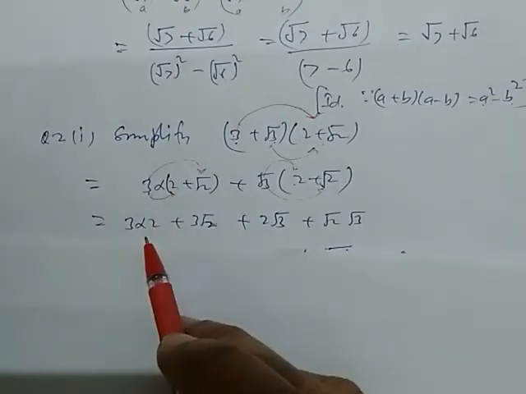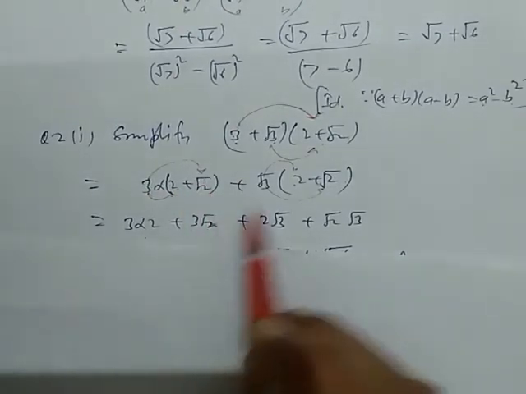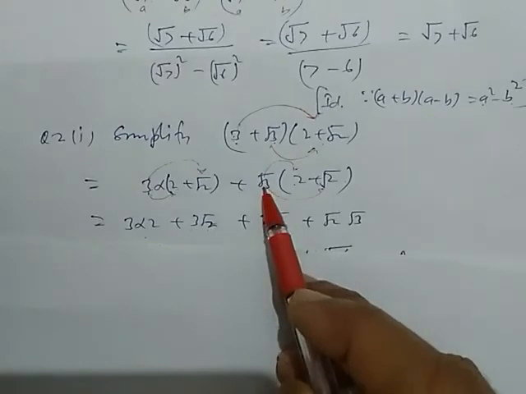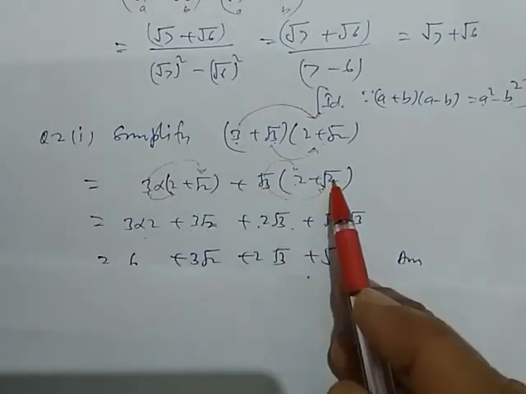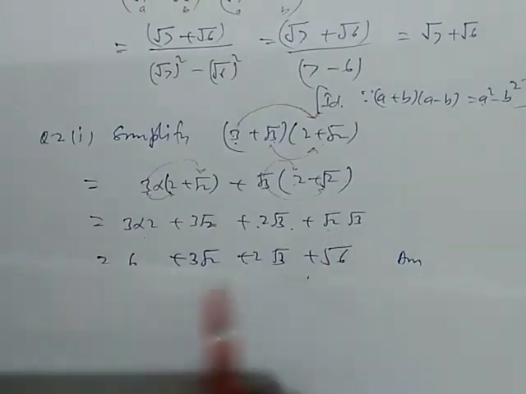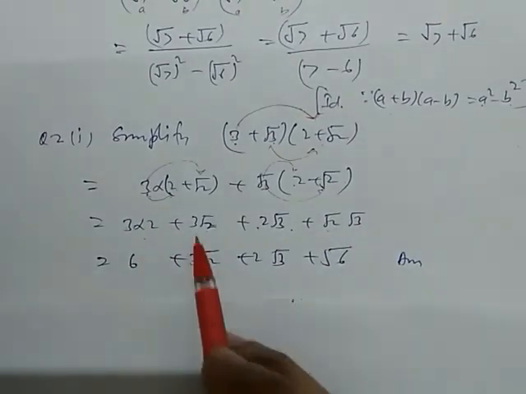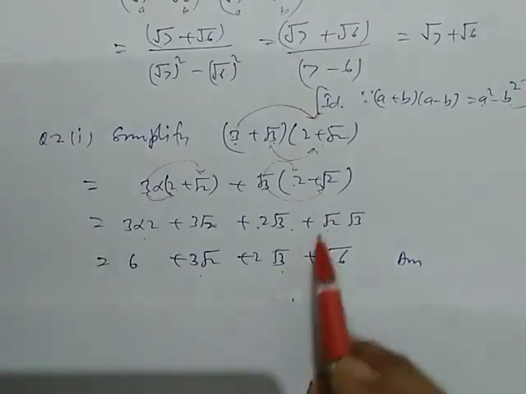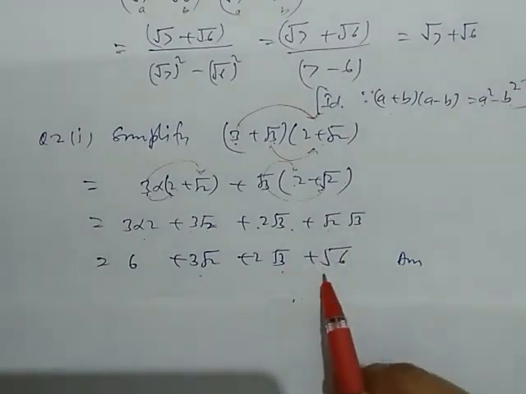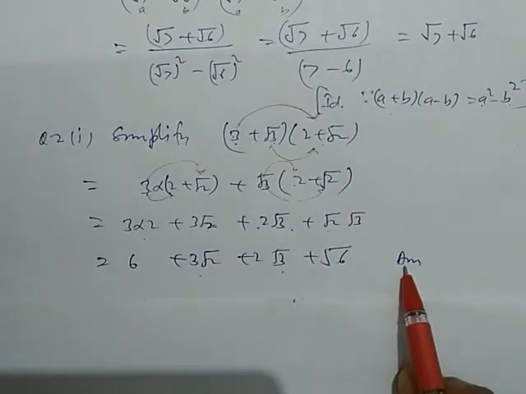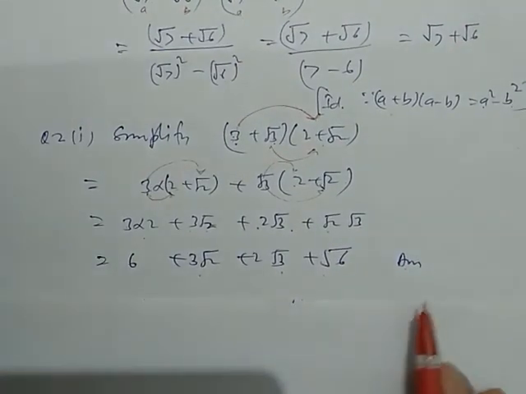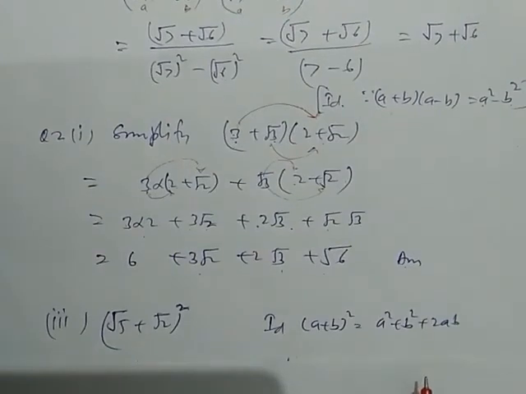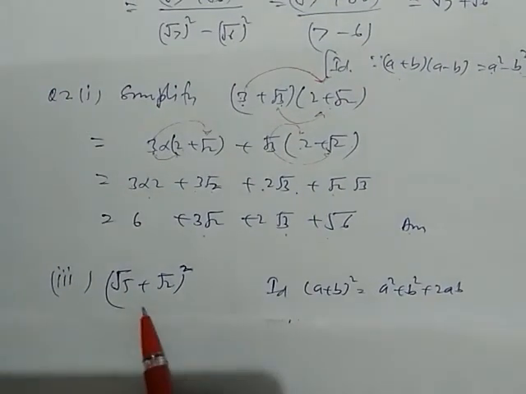3 into 2 plus 3 into root 2. Here root 3 into 2 or 2 into root 3, one and the same thing. And root 3 into root 2, here root 3 into root 2. So we get 6, 3 root 2, 2 root 3. This becomes root 6. This is the answer, okay. So solve this type of question in this way. Now we take one more question.